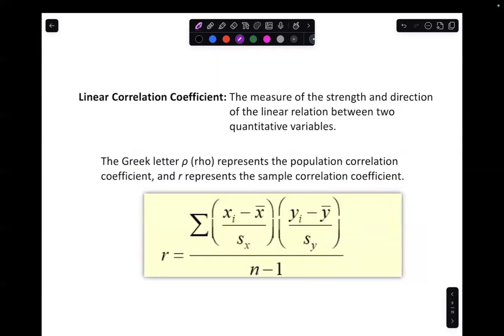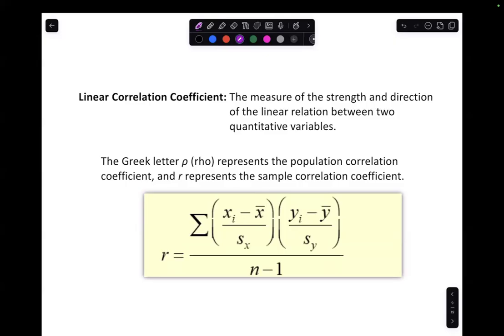All right. You do not ever have to use this formula. Don't get mad at it. This formula is big, it's ugly. You don't ever have to do it by hand or even in your calculator. We're just going to look at this and say, okay, that's pretty, and leave it alone.